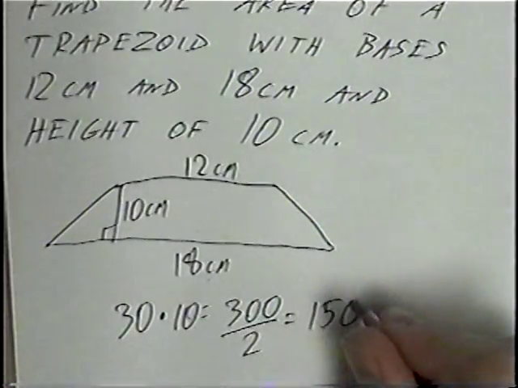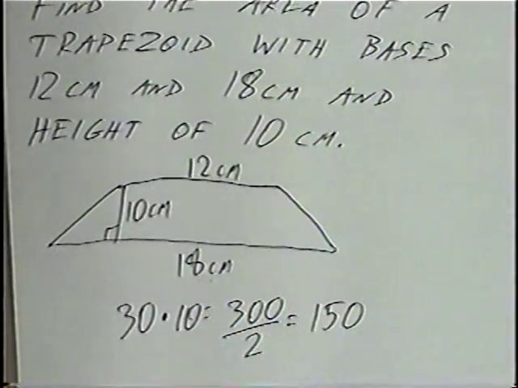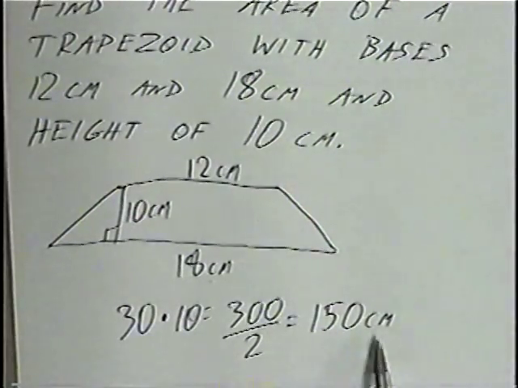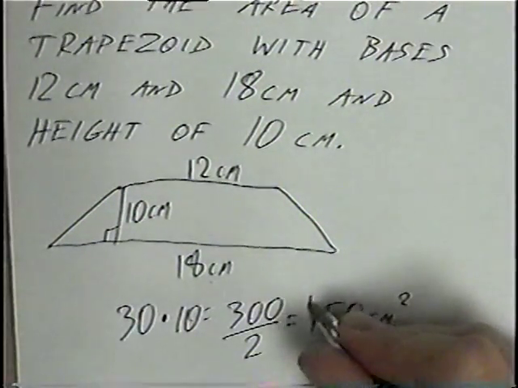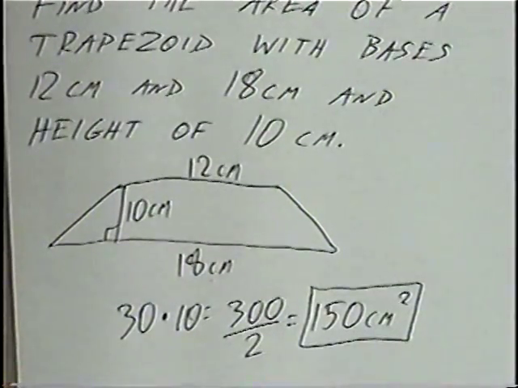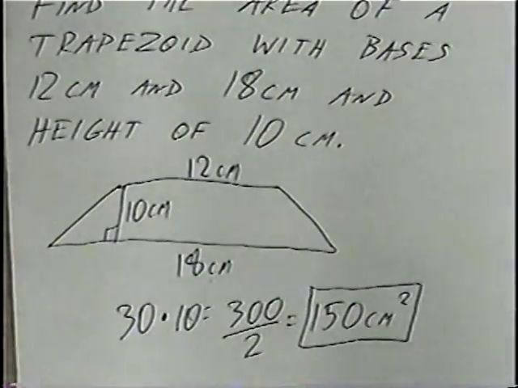would be 150. The units again for the problem are centimeters. Multiplying centimeters times centimeters would be centimeters squared. So the area of the trapezoid, 150 centimeters squared.